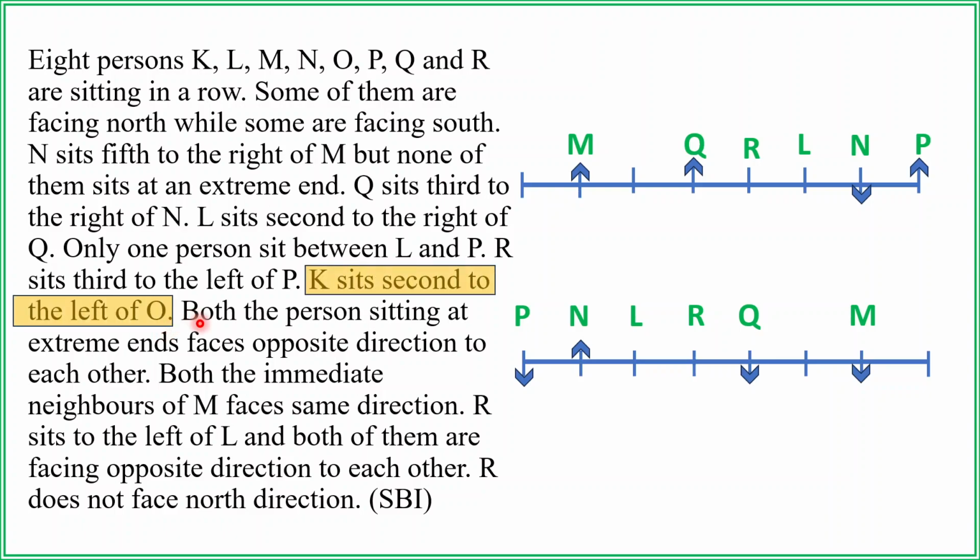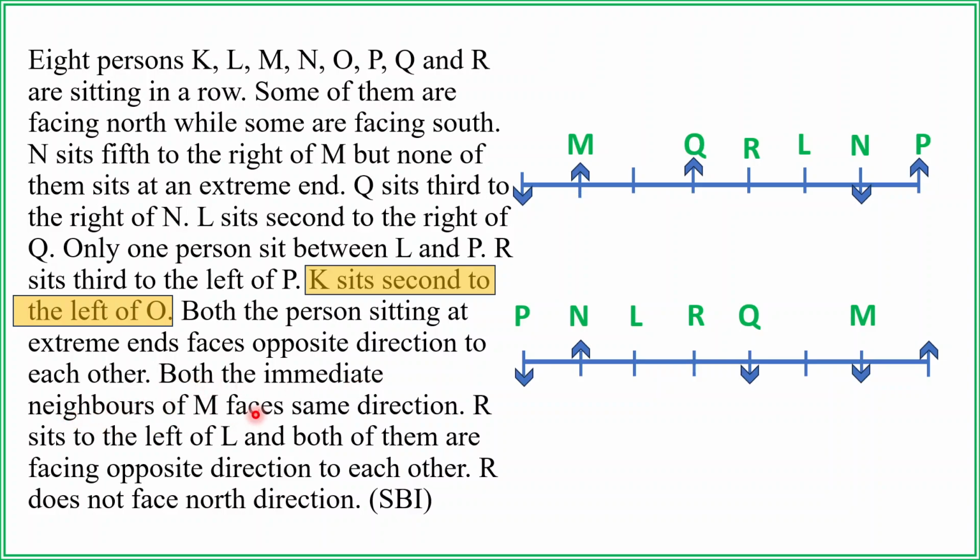Both the persons sitting at extreme ends face opposite direction to each other. See, in case number 1, we know that the person at one of the ends is facing north direction. So the person sitting at the second extreme end will face the south direction because the persons sitting at both the extreme ends are facing opposite direction to each other. And in second case, see, one of the persons at the extreme end is facing south direction, means the other person will be facing north direction. This is what the statement means.